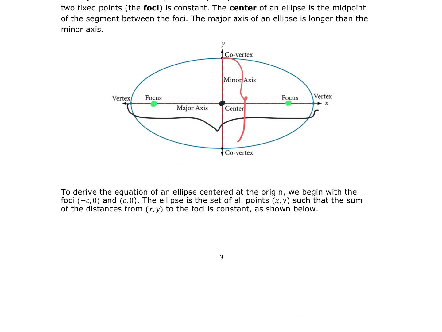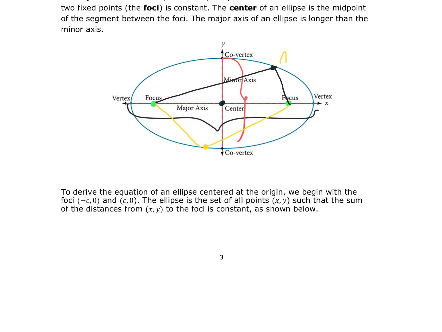So to derive all the equations of the ellipse centered at the origin, I want to start with the origin. We're going to begin with the foci being at negative c and c, comma 0. The ellipse is a set of all points x, y so that the sum of the distances is a constant. So that tells me if I'm right here, this distance here is the same distance if I add those two sums as if I was at this point over here.